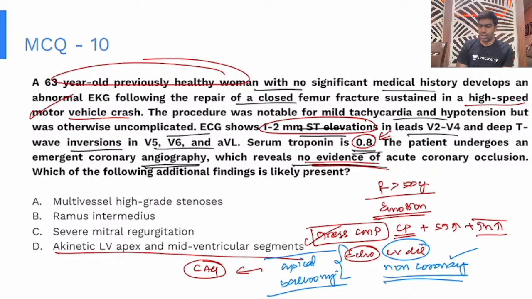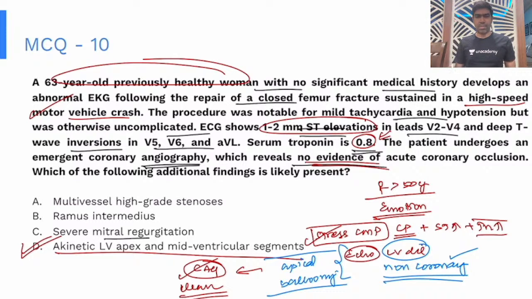In case you do a coronary angiogram, you might notice that the patient is having clean coronaries. Clean coronaries means you don't have significant coronary artery disease. So that will retrogradely confirm that the patient is having a stress cardiomyopathy or Takotsubo cardiomyopathy. So I would say stress cardiomyopathy is a kind of diagnosis of exclusion. So the right answer for this question is option D.